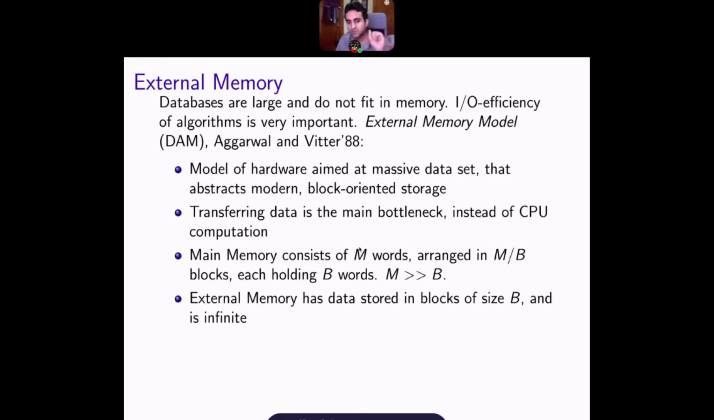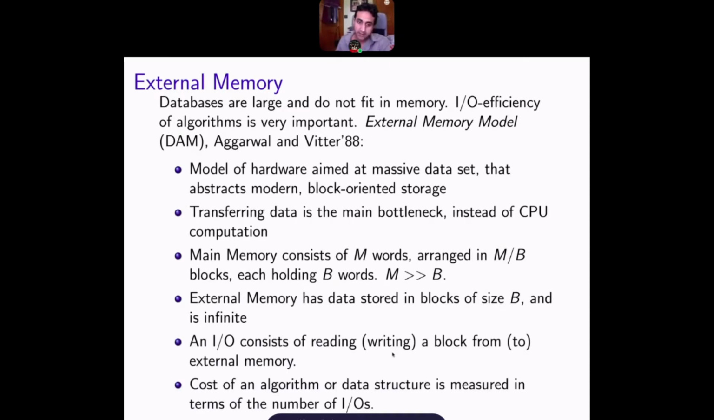M is the size of your main memory. B is the size of a block, how much stuff you can bring from external memory into main memory in one transfer. So external memory has data stored in blocks, again, of size B. And an I/O, which is for input-output, consists of reading or writing a block from external memory, or writing it from main memory to external memory. And then the cost of an algorithm is measured in how many transfers or how many I/Os you do. Whatever you do inside your main memory is free in this external memory model.